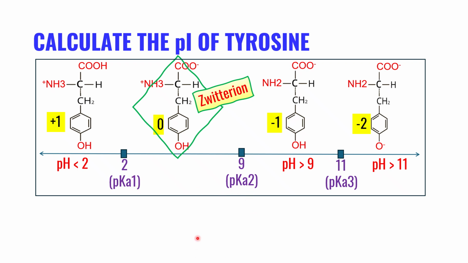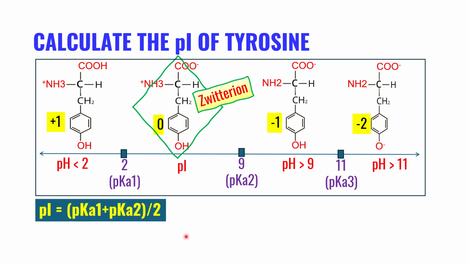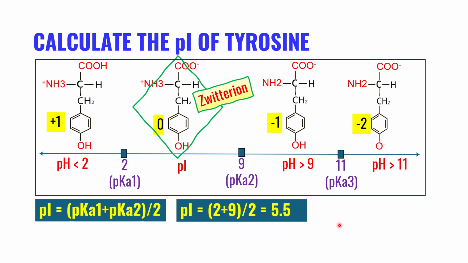So you can simply calculate by averaging these two values using this formula: pI is equal to (pK1 plus pK2) divided by 2, which comes out to be 5.5. So if you are given the pK values and you have mastered the formation of the zwitter ion, you can easily calculate the pI of a given amino acid.